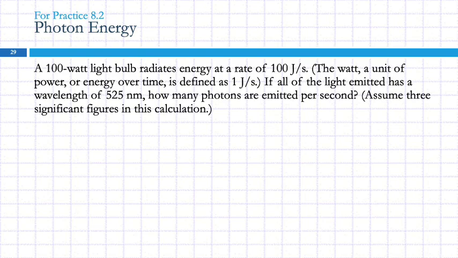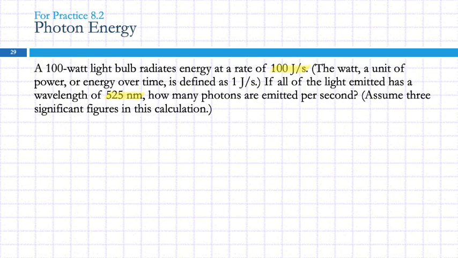If all of the light that's emitted has a wavelength of 525 nanometers, how many photons are emitted in 1 second? Assume 3 sig figs in the calculation. This is a critical thinking type problem, and we can use units to help us figure this out. 100 watts is the same as 100 joules per second, but watts is what we're familiar with in terms of how much energy a light bulb is using. So we're not actually going to use that one, we're going to use this one.